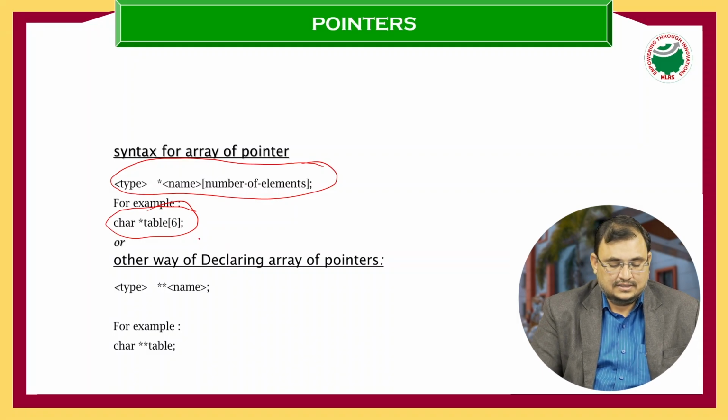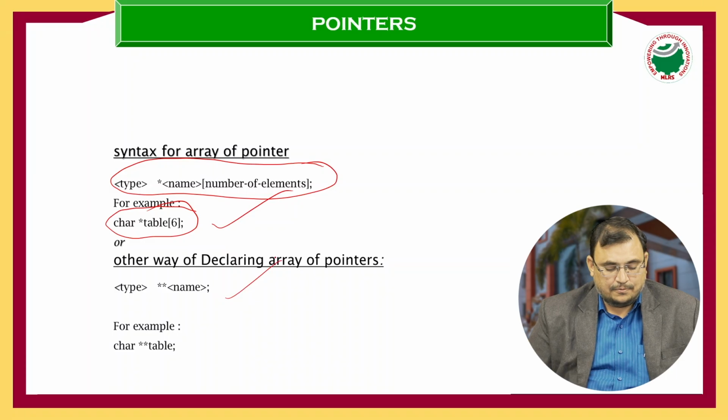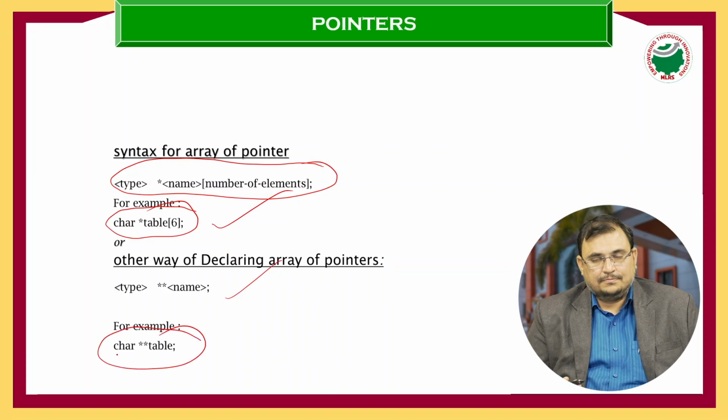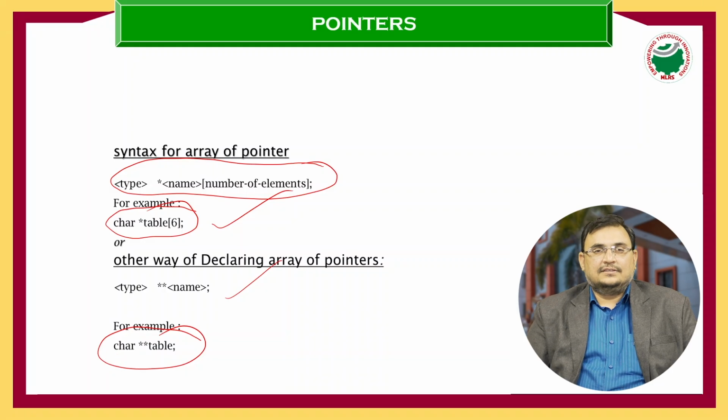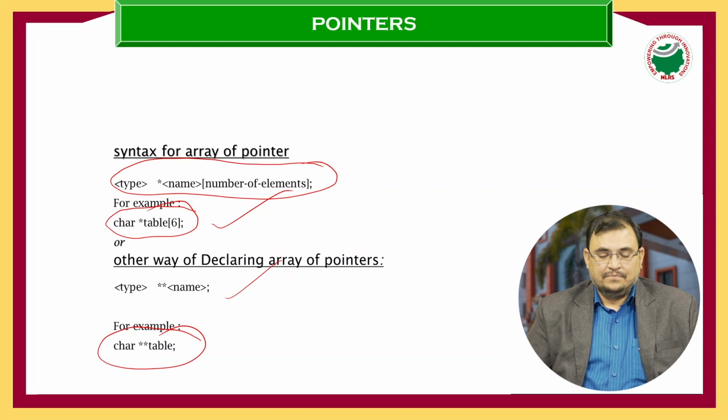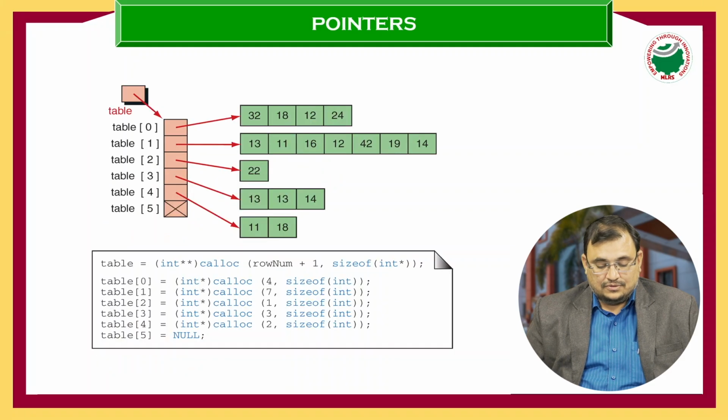Same thing you can use like this, pointer to pointer, because a pointer to pointer can only point to the address of a pointer. So here what you are doing is assigning an address in the array. You are storing the address of a pointer in an array. So you can see an example.